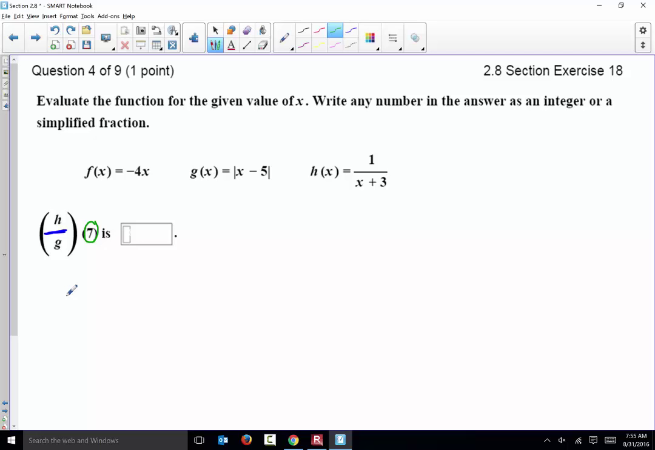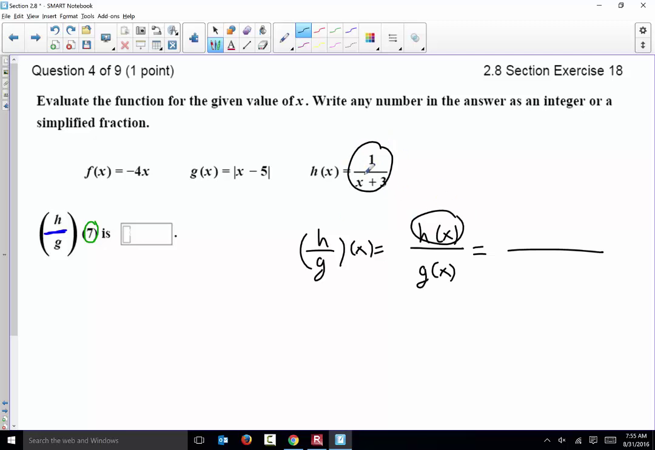Okay, now how do I do this time? If this was just regular x's, I would put the formula of h on the top, g on the bottom. I would just create a fraction with their formulas, right? H is this thing, look. H, I'm reading h, I'm putting right here 1 over x plus 3. G, read g, we don't need f by the way. G is absolute x minus 5. This is h over g of x if it was asked.